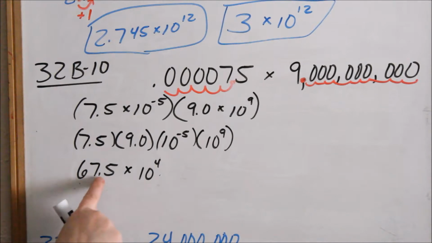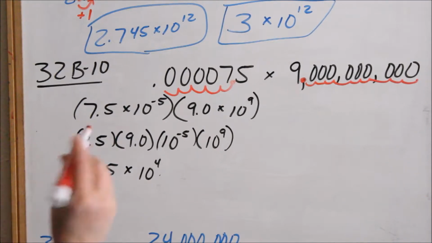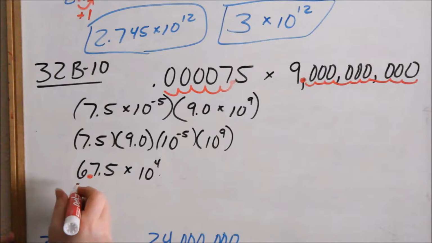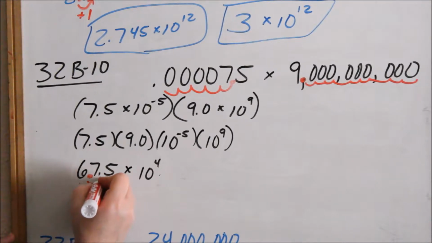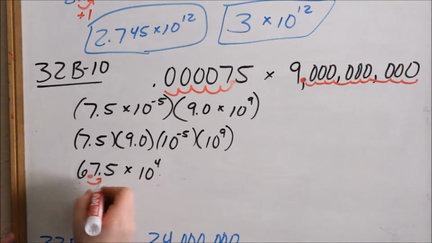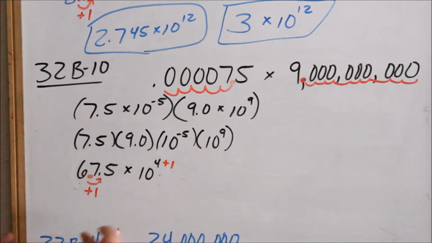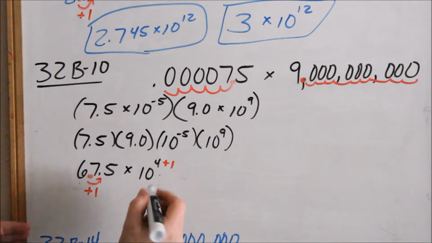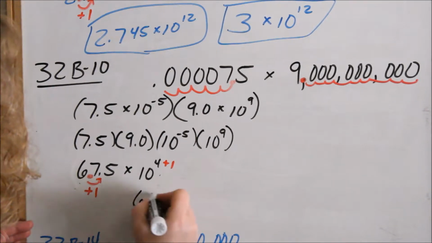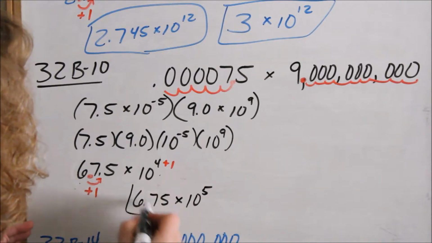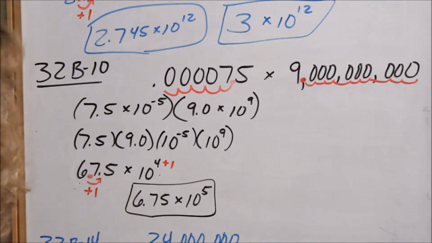But it's not in standard form. My decimal needs to be after the first significant digit, not the second. So here's how I normally do it. Put my decimal where I want it to be. To get back to the original spot, I moved over to the right, which is the positive direction, 1 space, which means I need to add 1 to that exponent. So my final answer would be 6.75 times 10 to the 5th. Okay, that's my actual answer.